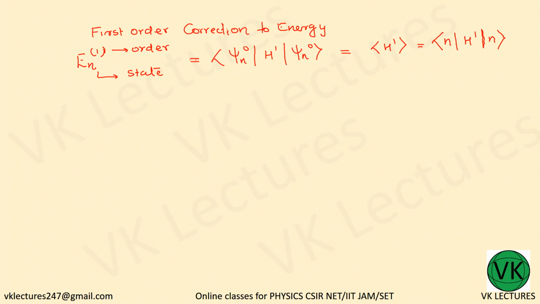Now in integral form we can write this as the integral of ψn* H' ψn dx. If it is one dimension, it is dx. If it is two dimensions, dA. Three dimensions, dτ. So this is how you can find out the first order correction to energy. You can either use this or the integral method.